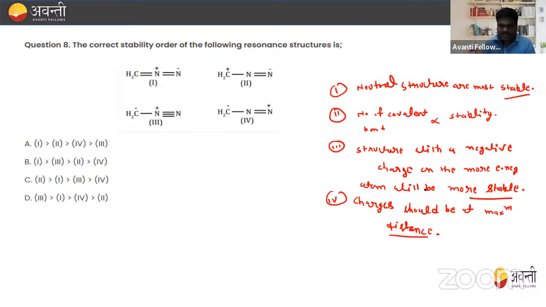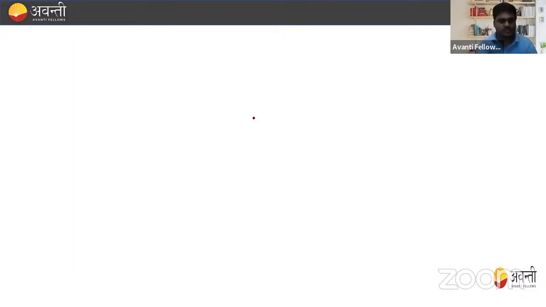So the structure with a negative charge on the more electronegative atom, here nitrogen, is more stable. So we can say the first, the third, and then the second and fourth. The correct option is B. The stability of the first structure is more than the third, and the least stable is the fourth, because in this we have a positive charge on the most electronegative element.